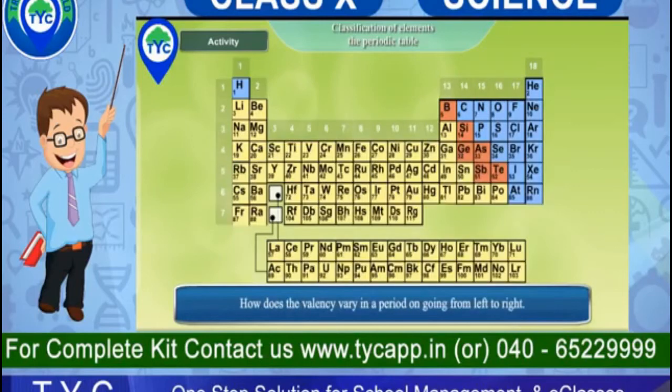How does the valency vary in a period on going from left to right? How does the valency vary on going down a group?